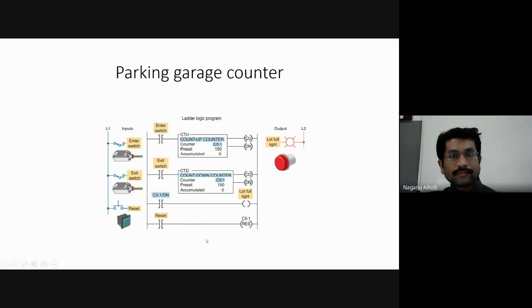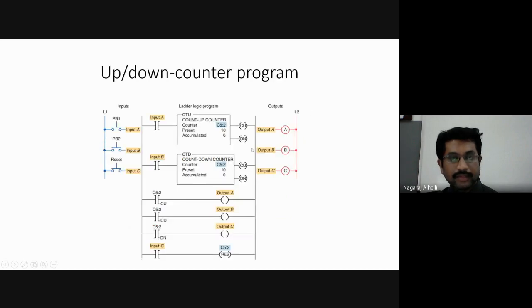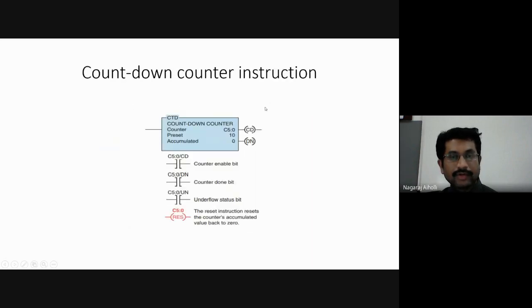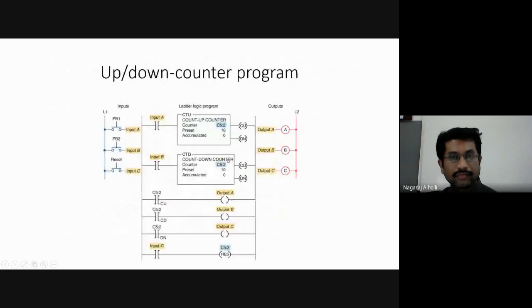Parking garage counter. This is the ladder logic program for checking how many vehicles have moved inside and moved outside of the garage. Countdown counter instruction. This is the basic block of the countdown counter instruction. Up down counter program. Whatever we have explained in the generic block diagram is the same concept of the up down counter, using the up counter and the down counter, and the motor turning on when the done bit is turned high after the counting operation is completed.